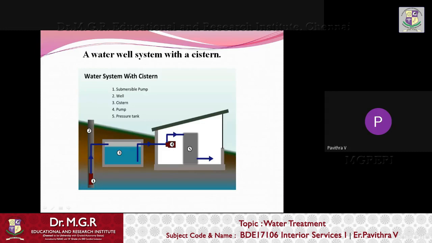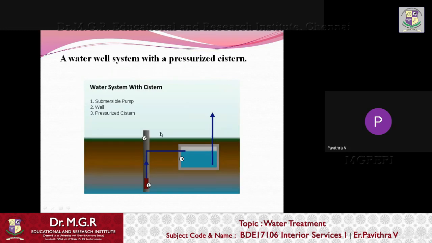So next is a water system with cistern. Then I am going to pump the water, and there will be a cistern provided in the middle, and after that the pump will be there, and then the pressure tank. So straight away, instead of storing in a single storage tank, I am going to pump the water, store it in any other tank, and then for usage I will take it. That is a water system with cistern.